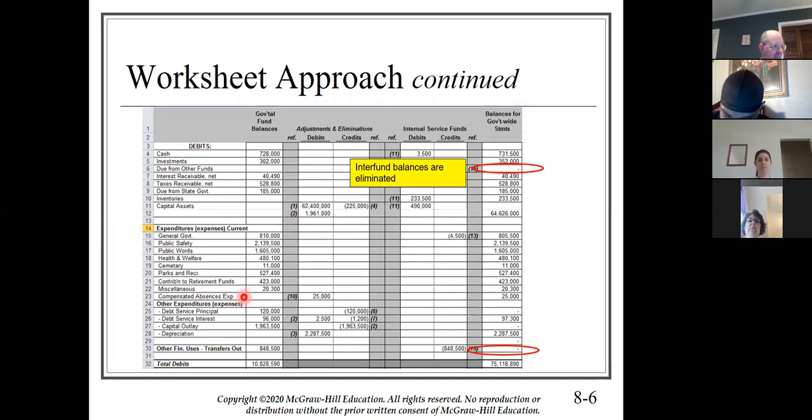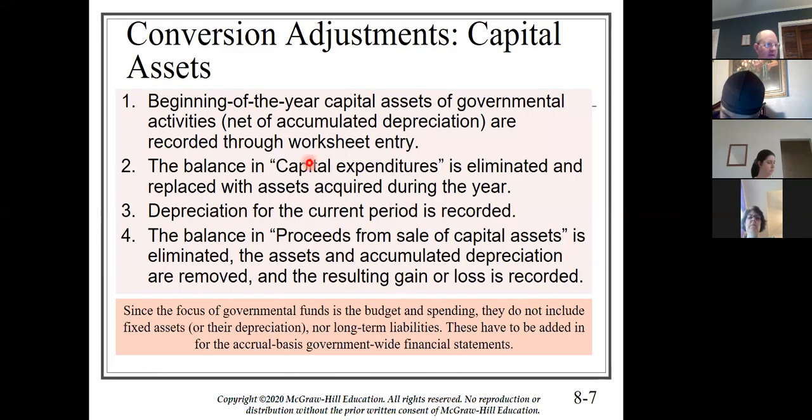Let's go back. Capital expenditures is down here, and that means that it's treated sort of like an expense for the general fund, but it's an expense that was for purchasing a capital asset. So they eliminate that so that they can capitalize the asset instead of recording it as an expenditure. So new assets, they have to eliminate the modified accrual account capital expenditures and then capitalize the asset. Then they record depreciation for the current period.